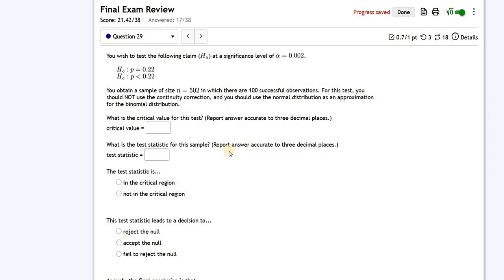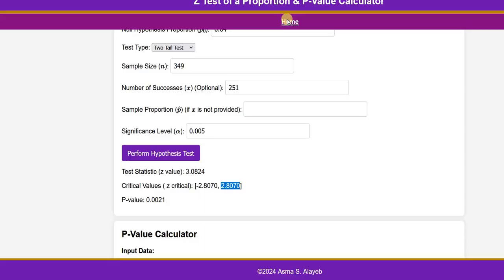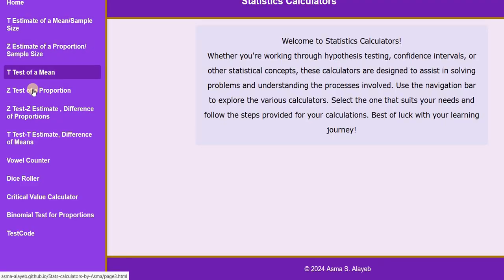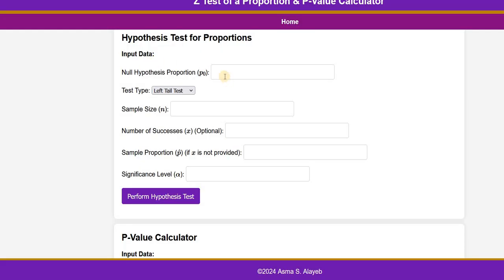What is the critical value for this test, and what is the test statistic for this sample? And then we should answer the remaining questions. As you can see, this is hypothesis testing for proportions, or a z-test of a proportion. So we're going to go to the calculator and we will click on z-test of a proportion.